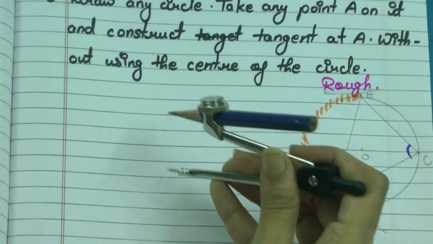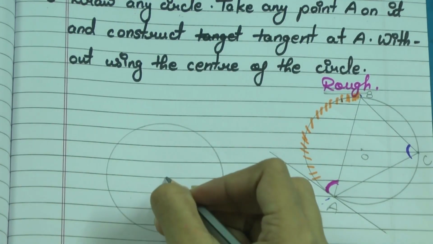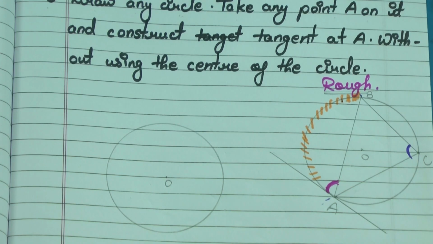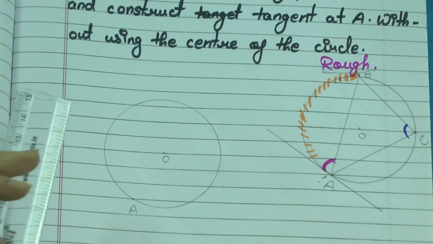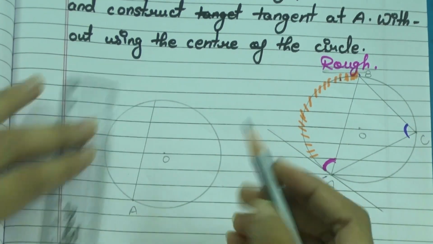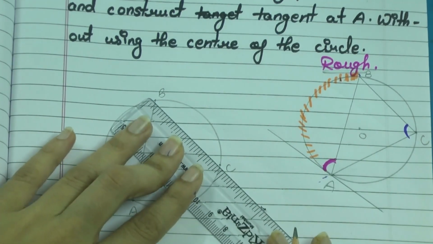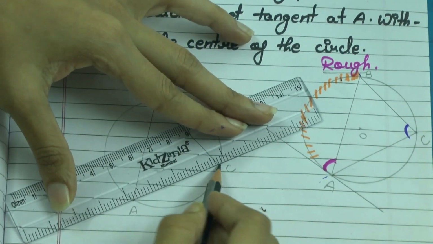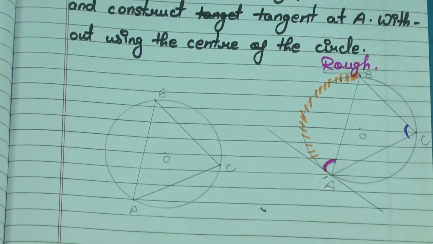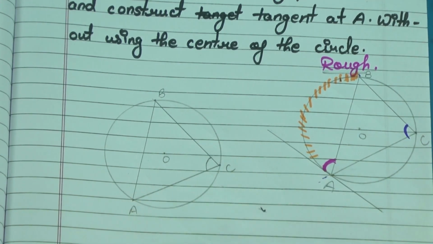So draw a circle of any length. Mark your center as O. Take a point A. Now draw a chord AB. Mark the point B. Take a point C. Join BC, AC. Now we got an angle at C and you know how to draw equal angle without making use of center.